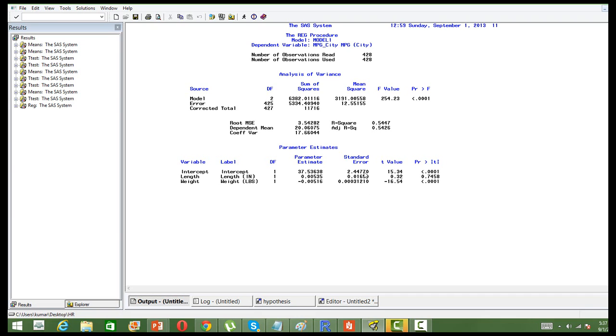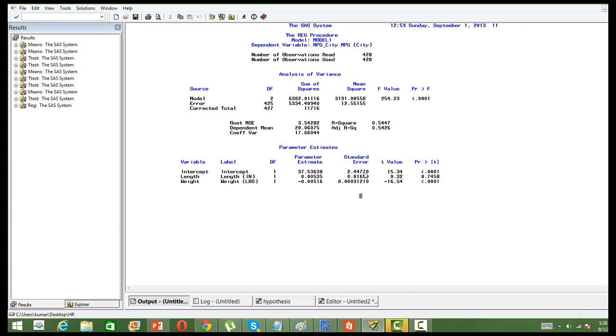Then t values and p values: tell me the significance level. Look at it and explain. Which values are significant? The intercept, the first one, is significant. The second variable is not significant. The third is significant. That means length is not significant and weight is significant. The mileage doesn't depend on length. It does depend on the weight of the car.